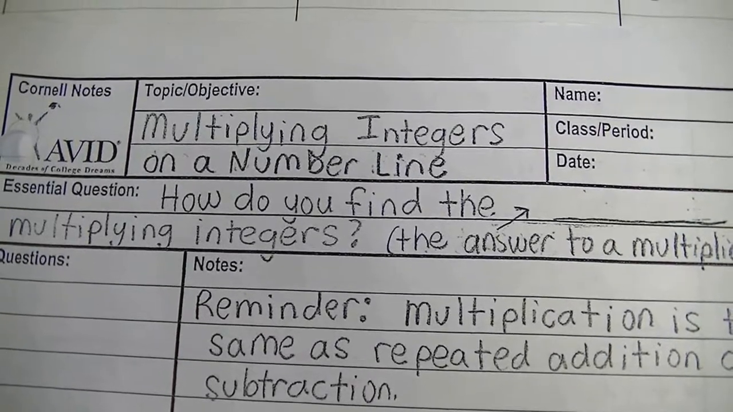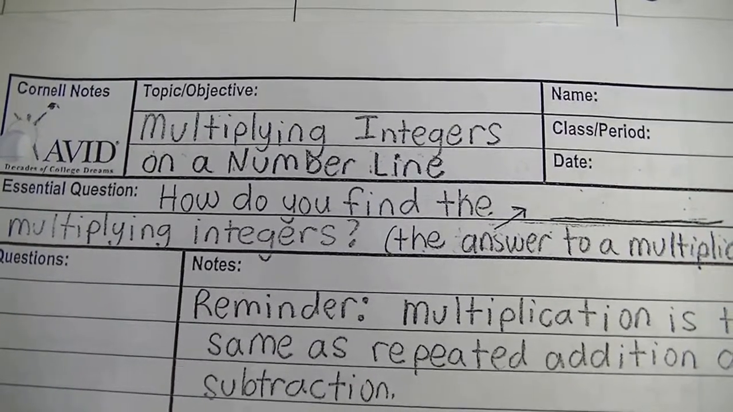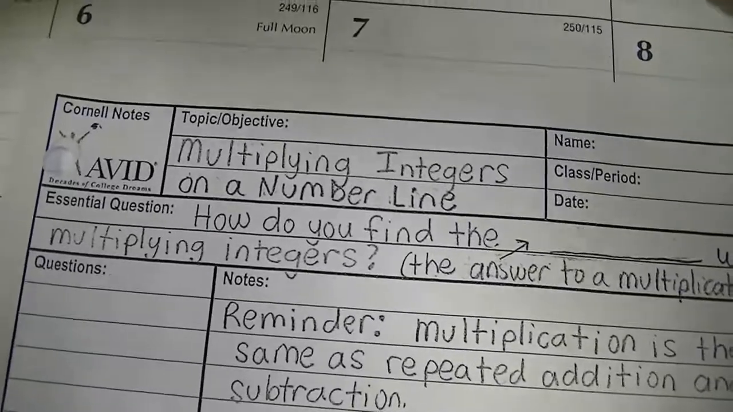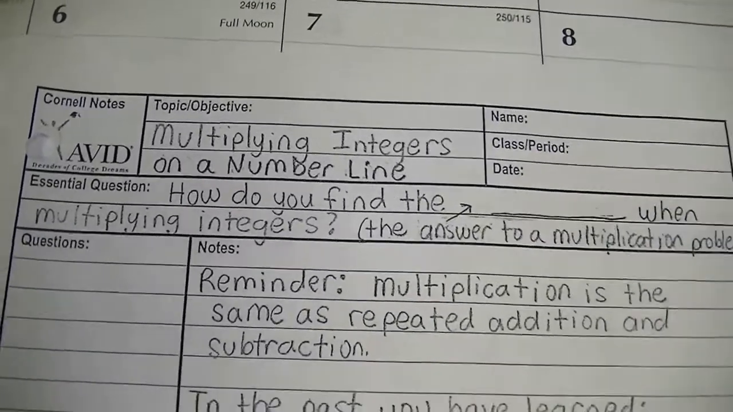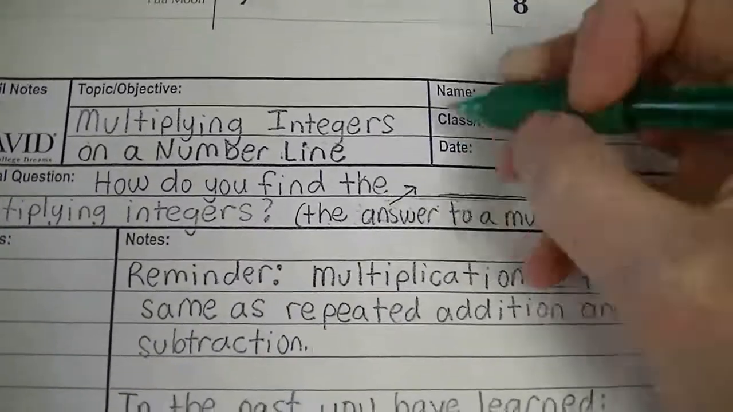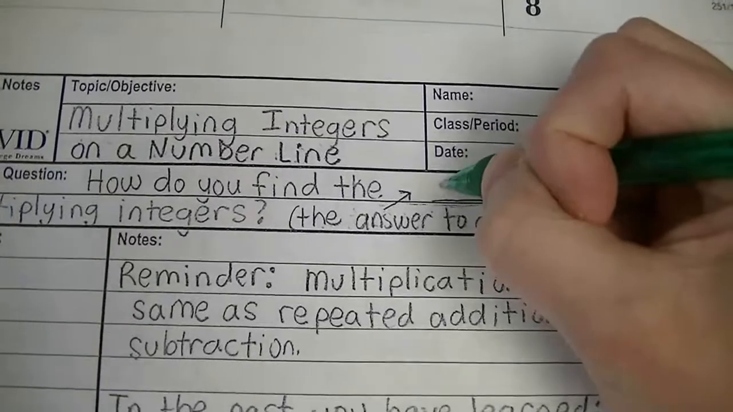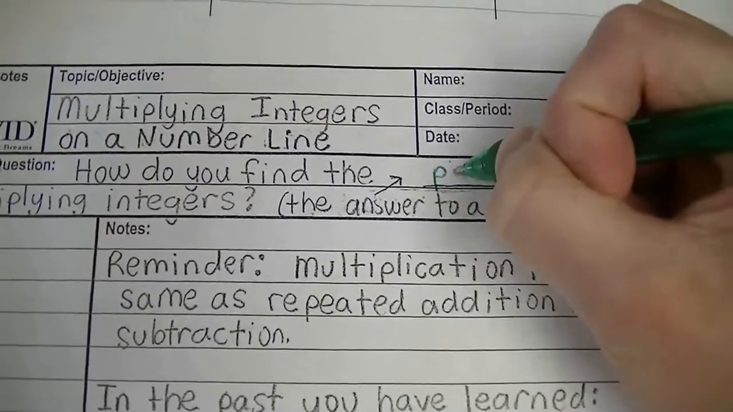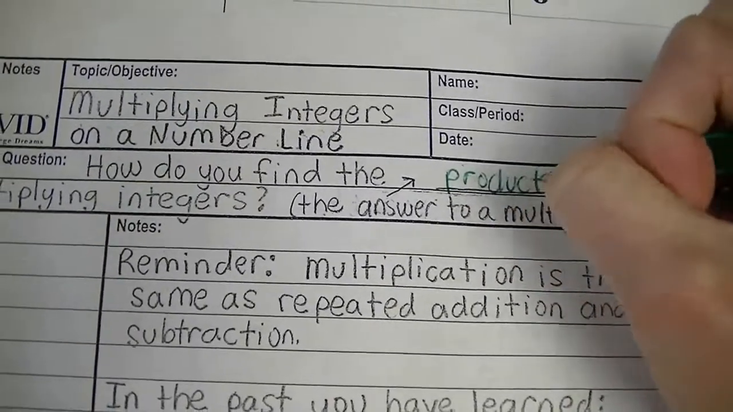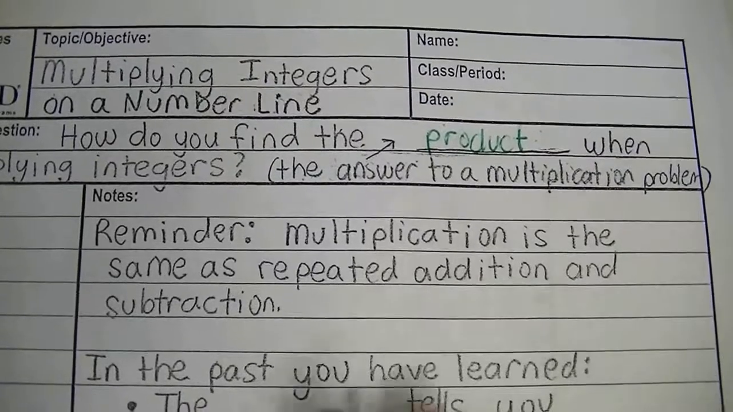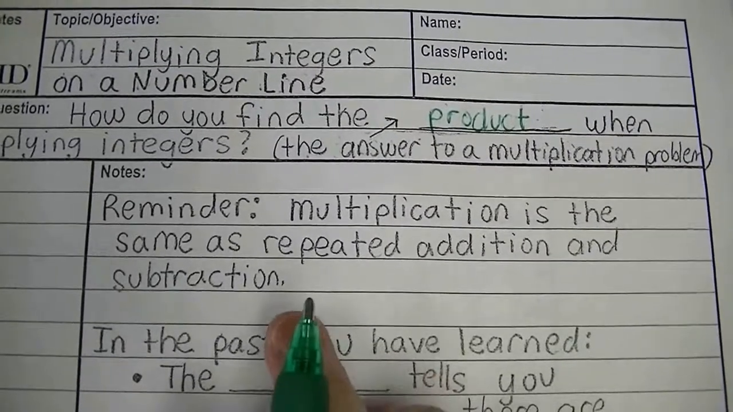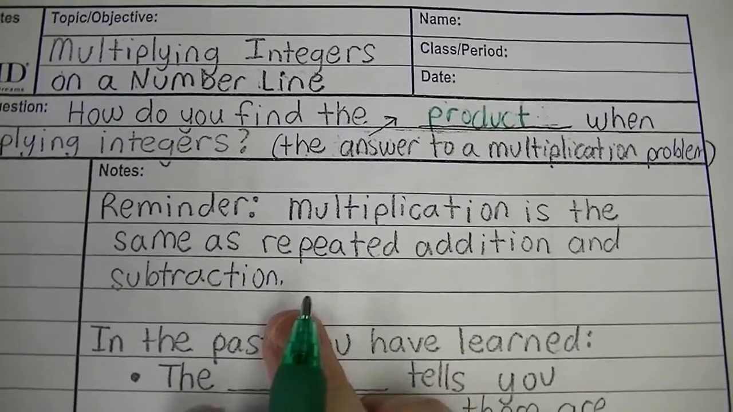Our topic today has to do with multiplying integers on a number line. The essential question is, how do you find the product when multiplying integers? And the product is the answer to a multiplication problem. So a reminder: multiplication is the same as repeated addition and subtraction.